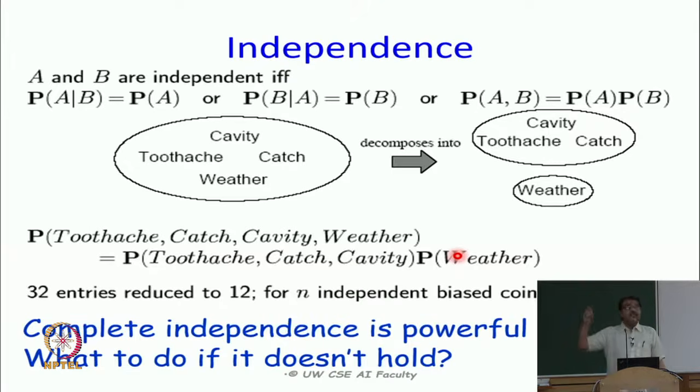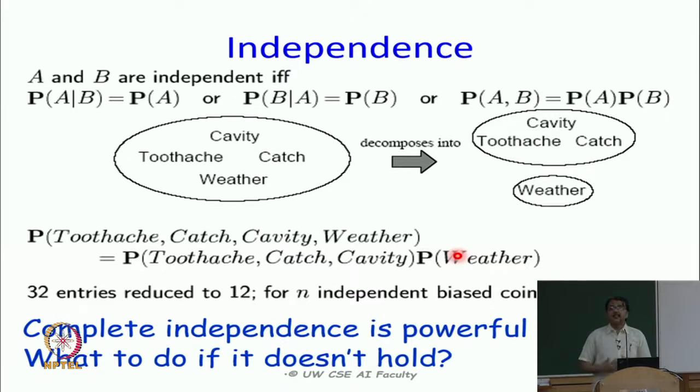So, how many values for weather? 4. How many values for cavity? 2. How many values for catch? How many values for toothache? How many total values in my joint probability distribution? 32. Do I need all 32 to maintain the distribution? How many do I need? Because they sum to 1, I need 31. Okay? This is where we are. We actually have 31 values in my joint probability distribution.